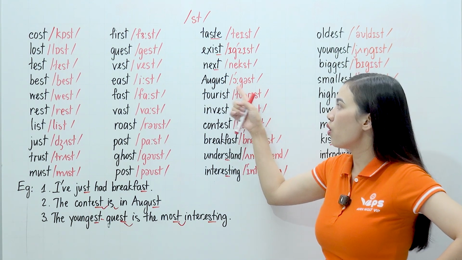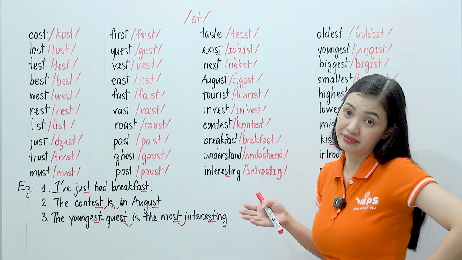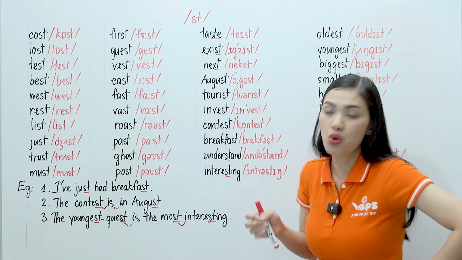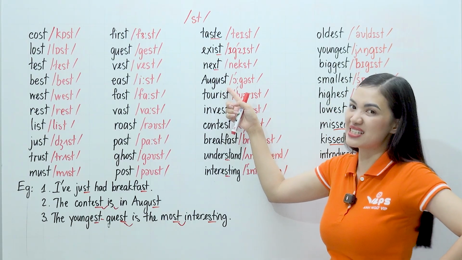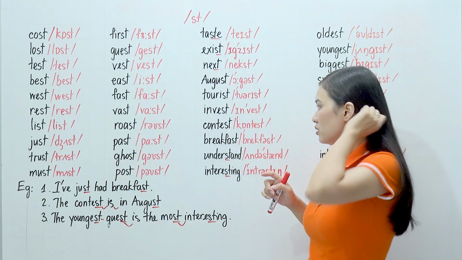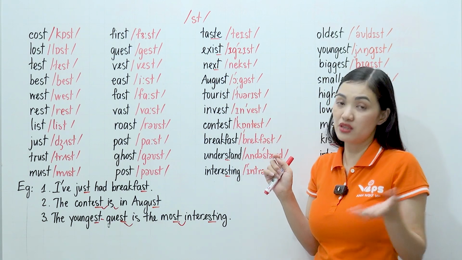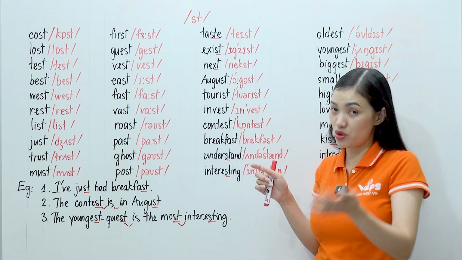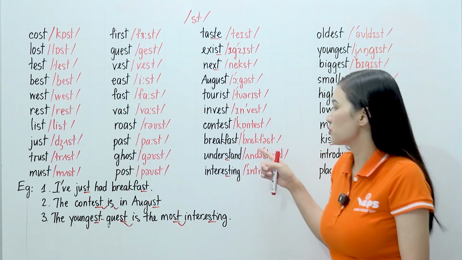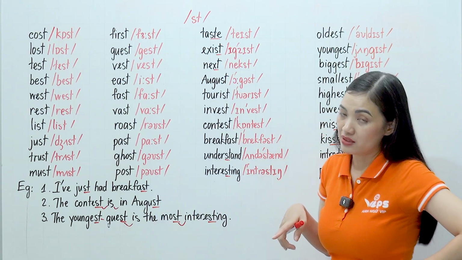Next. August. A lot of my students pronounce it like August or August. No, AU is usually pronounced or, a long or here, or, and this is gust, August. Tourist, here, tourist, invest. You want to invest your money in something. Here, this is contest. This one, breakfast. Understand.